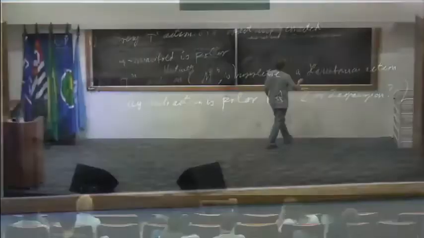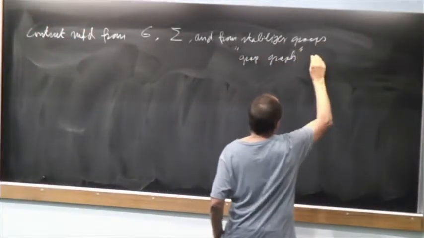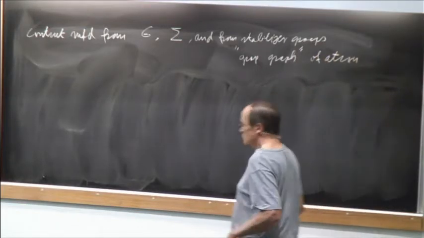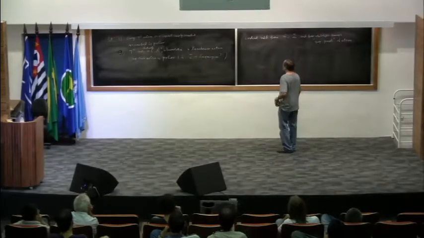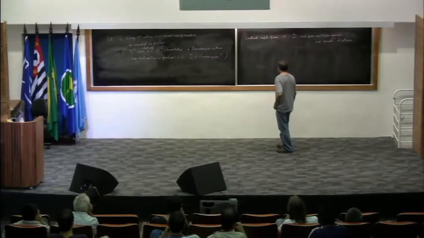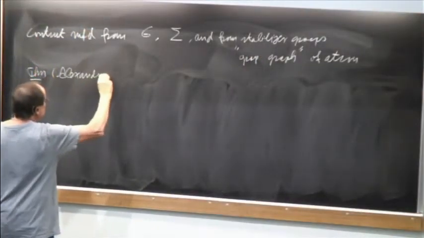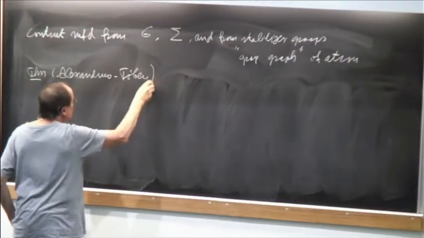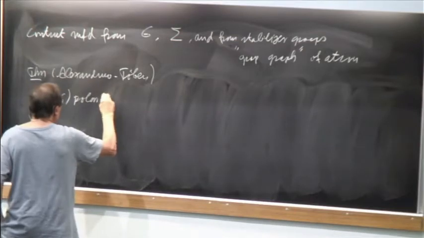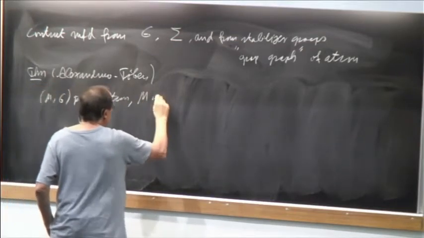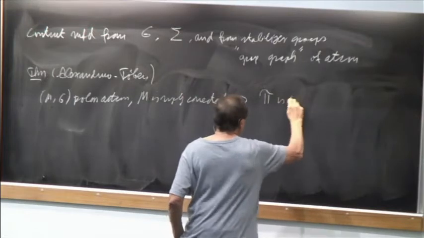So I want to define, from the stabilizer groups, what I call a group graph of the action. So I'll organize all the stabilizer groups that the action has into some kind of graph in a systematic fashion. And for this, let's make the following assumption. In fact, this is motivated by a theorem of Alexandrino and Töben: if I have a polar action, and M is simply connected, this implies that the polar group pi is generated by reflections.